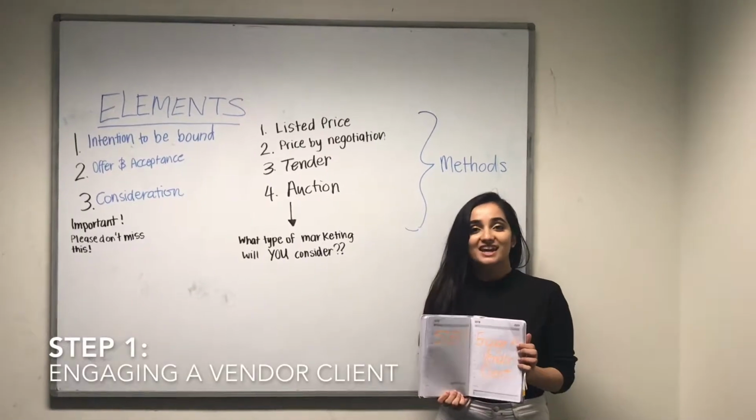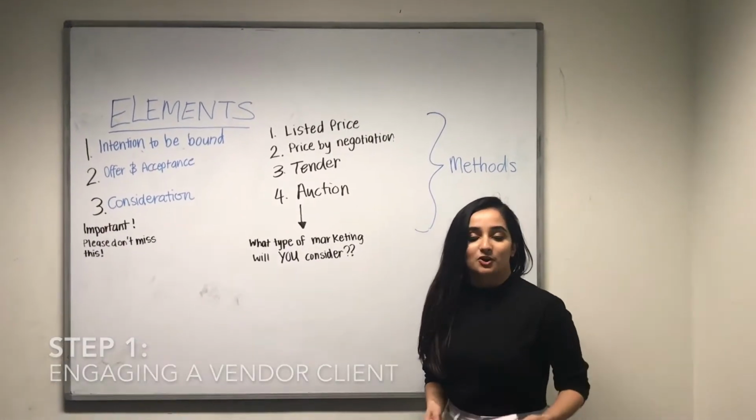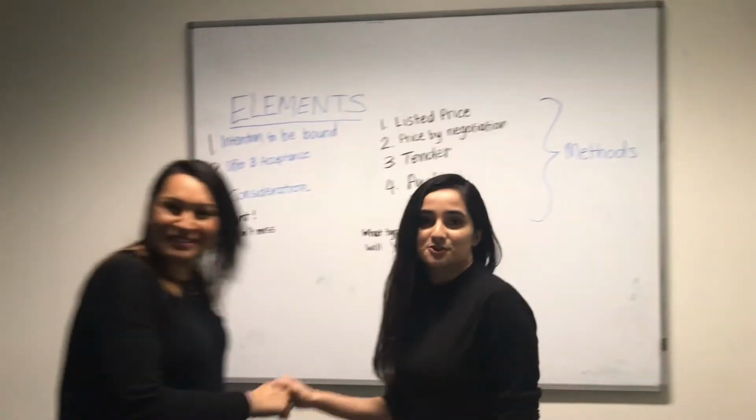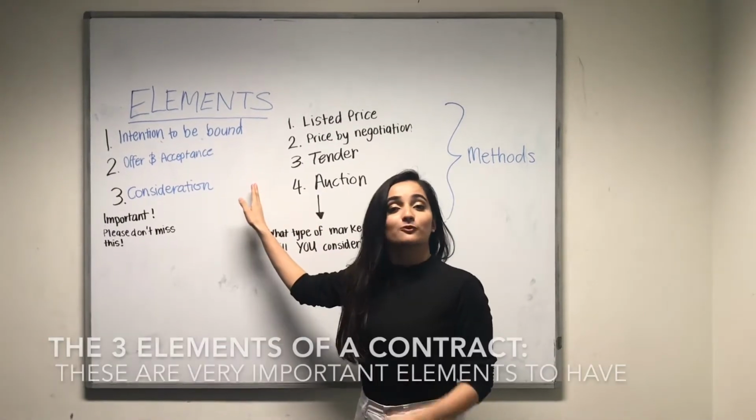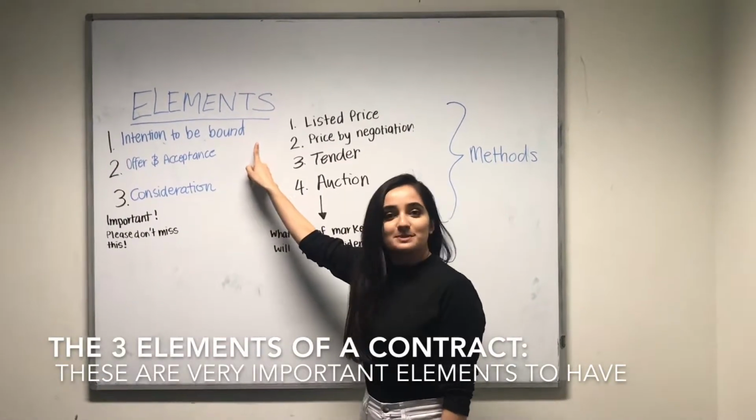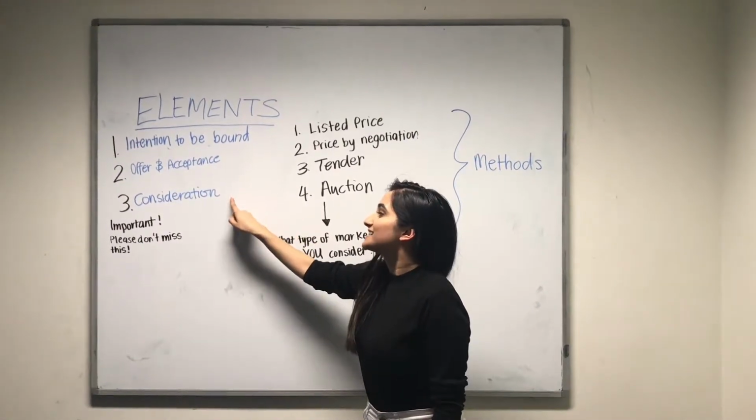Step 1. Engage a vendor client. This could be someone on your contact list or even someone that's approached you. Once you've engaged your client, the next step is to follow the 3 elements before forming a contract: intention to be bound, offer and acceptance, and consideration.